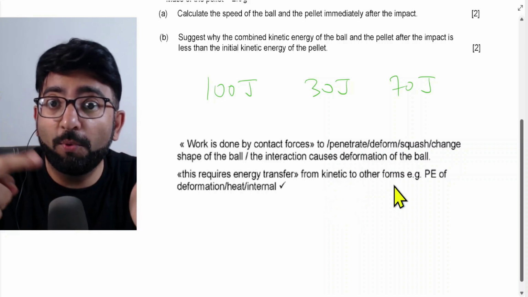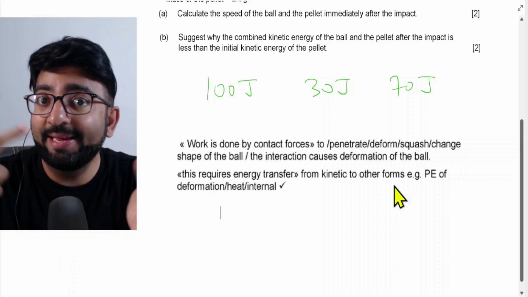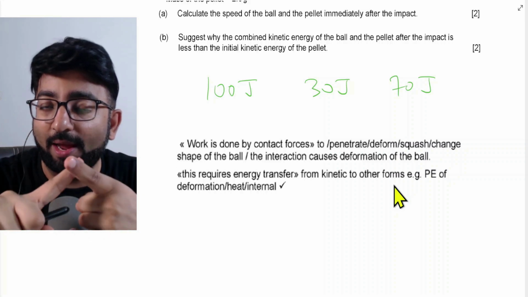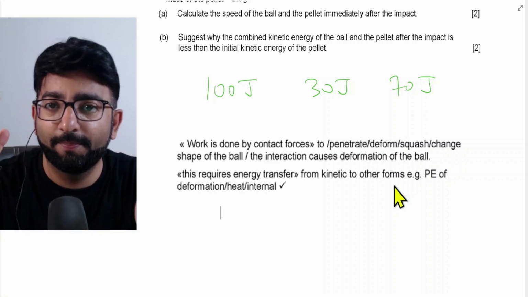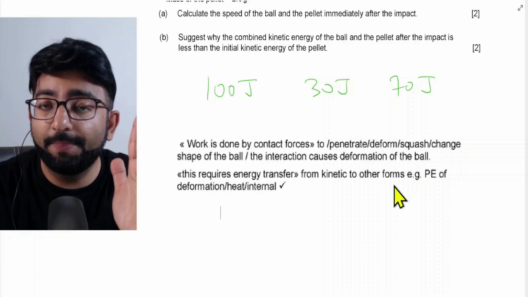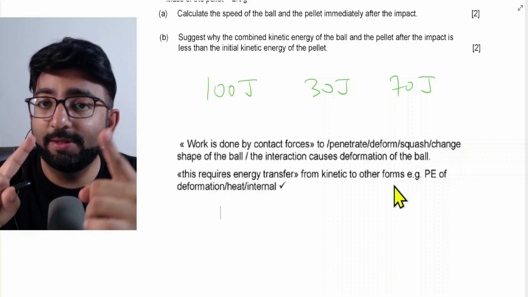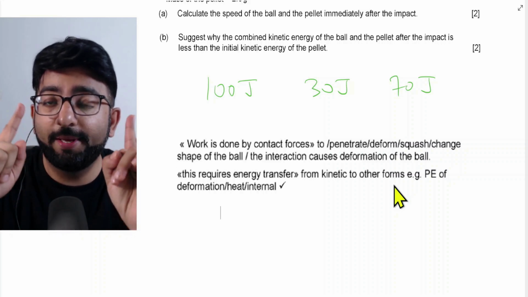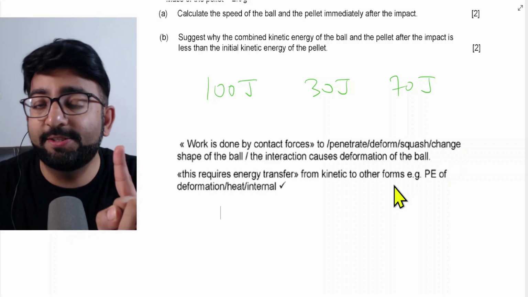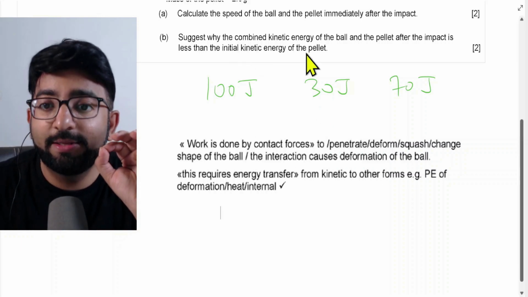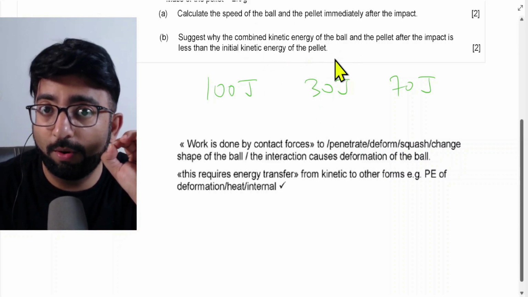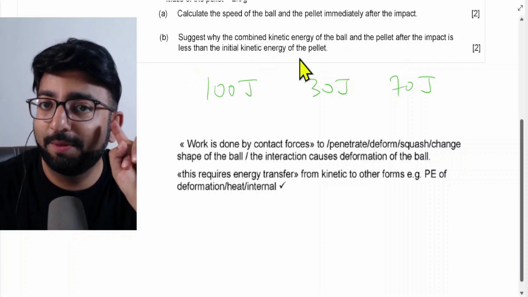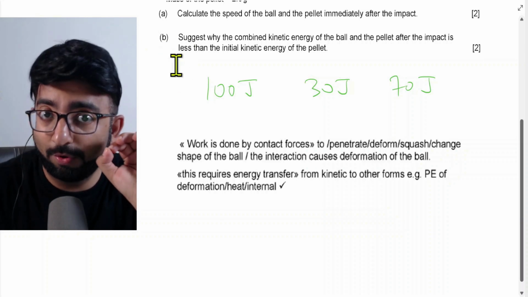And those forms could be potential energy since the shape of the ball can change. So, potential energy, or like we discussed earlier, heat energy, light energy, or sound energy, any form. Some part of that energy will be used up and dissipated into the environment, either as sound, light, heat energy, etc. And that is why the final energy will be initial energy minus the wasted energy. And that is why we say that the combined kinetic energy of the ball and the pellet after the impact is less than the initial kinetic energy of the pellet. And that's how we solve the B part of this question.